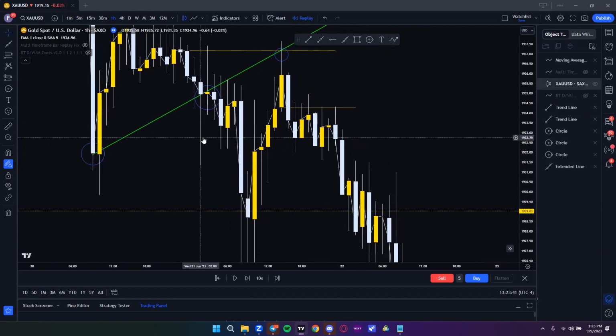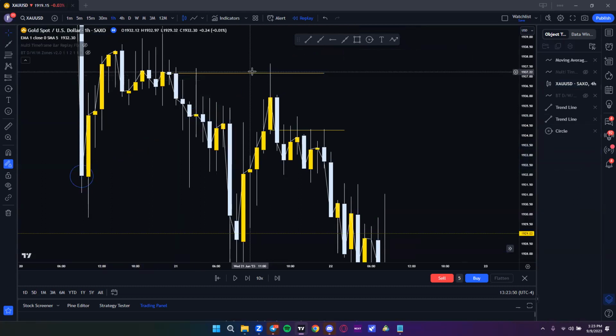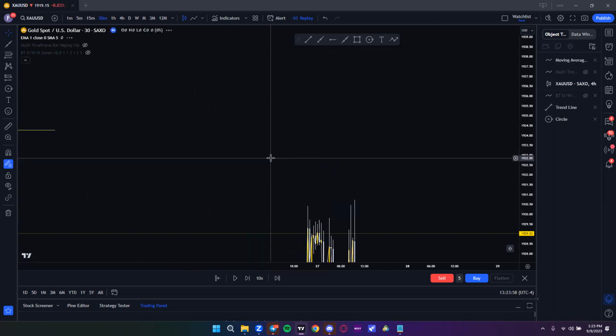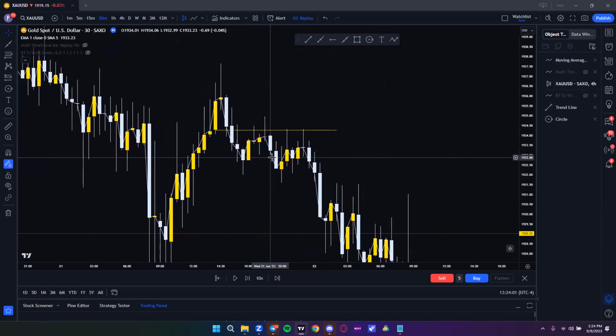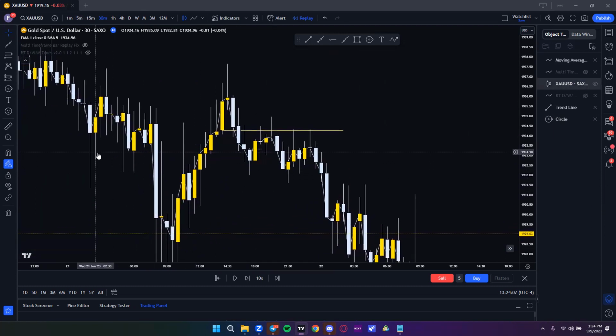Wait, I don't see it on this time frame. Just give me a second to clear it out. Okay, let's go to M30. Where is it? Cool. So no, that's not the one.